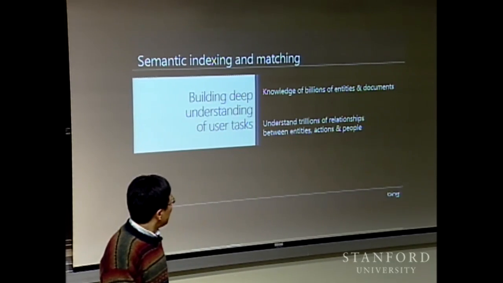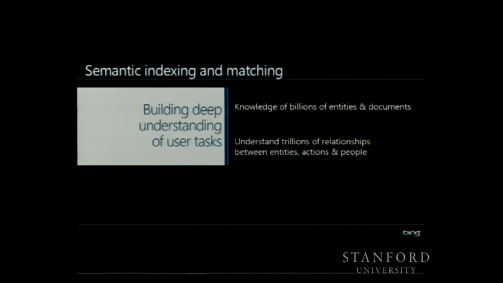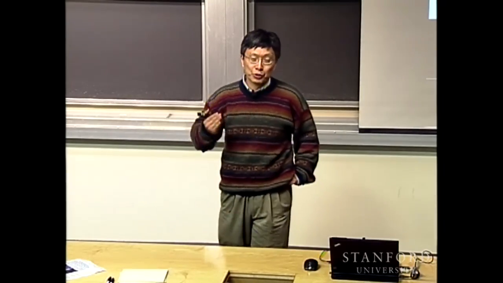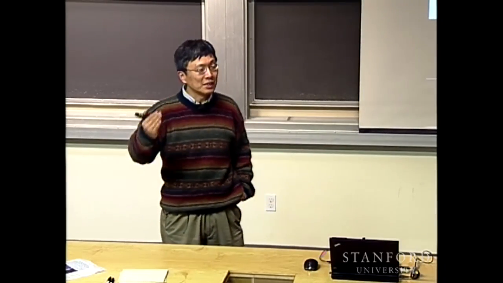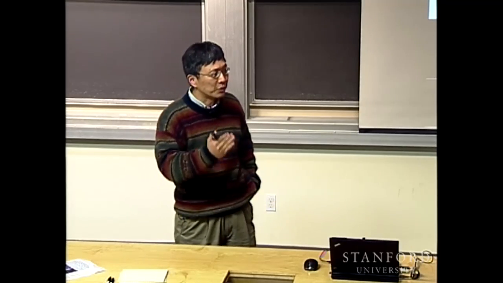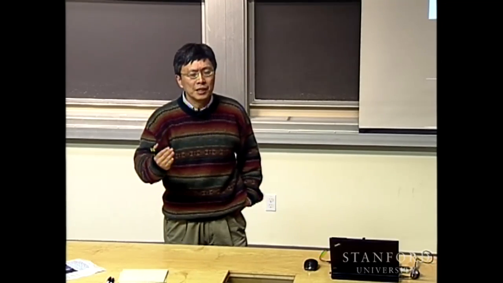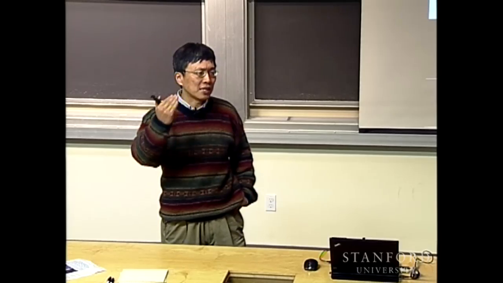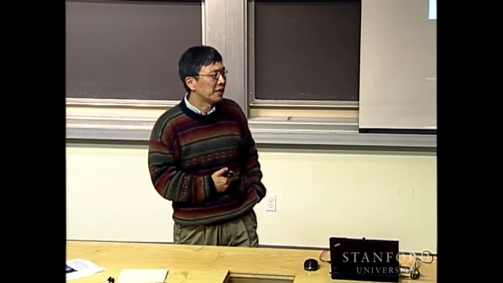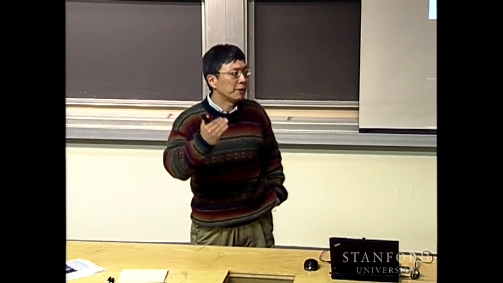So let me just say a few words about the challenges in building this kind of semantic index in the matching system. There are just a lot of entities. You may hear from Google or Bing, announcing that in the knowledge graph they have hundreds of millions of entities. You know what? Facebook can just come out and say, we have more than 1 billion entities for sure, because there are 1 billion people there.